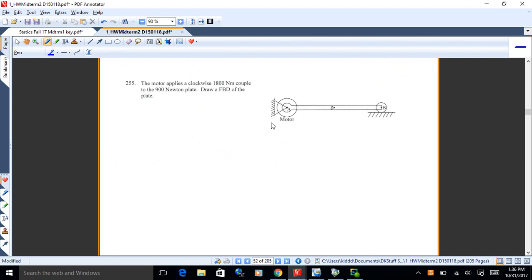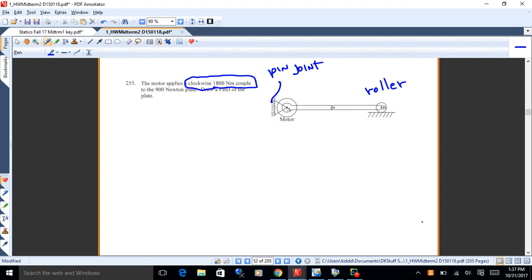Okay, we've got a couple there. We've got a pin joint. That's what that triangle is, a pin joint. And then we've got a roller there, okay? And then you've got a couple there, all right? And you're given the magnitude of it, so include that on the motor, okay?